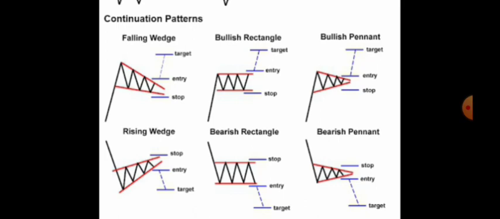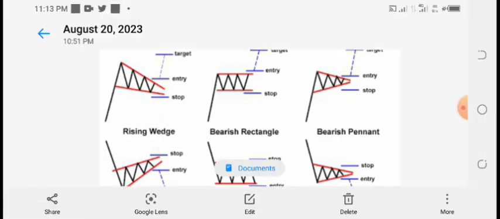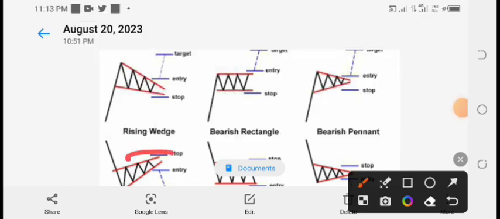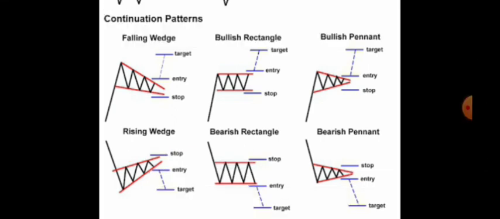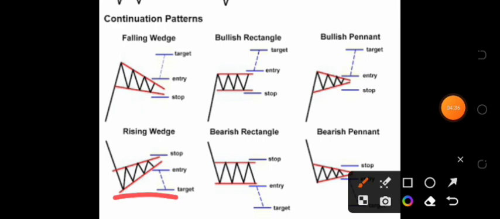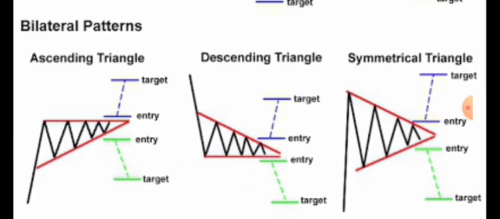So you will definitely open your short position by putting your stop loss in the place you set your trend line, your entry after the breakup, and your target is the previous low. And also we have the bearish rectangle. The way you trade the rising wedge is the way you will trade the bearish rectangle. So let's go to the final one, which is bilateral patterns.